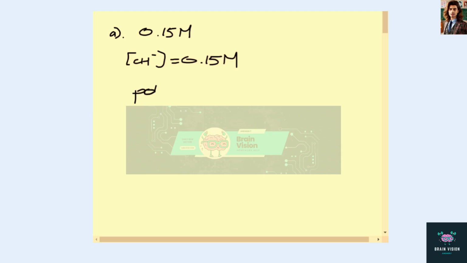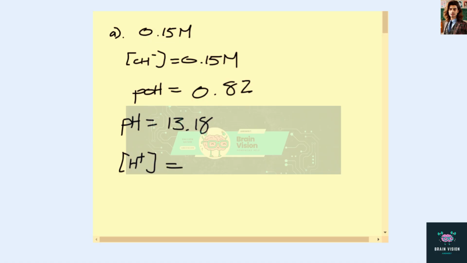And as a result, we can determine the pOH first. So the pOH is the negative log of the concentration of OH, which is equivalent to 0.82. And the pH is 14 minus the pOH, which is equivalent to 13.18. And our concentration of H plus is 10 to the negative power of our pH, and we find that this is equivalent to 6.6 times 10 to the negative 14 molar.